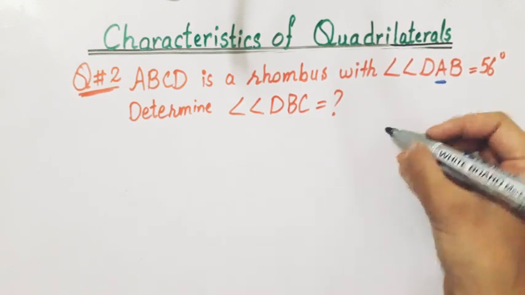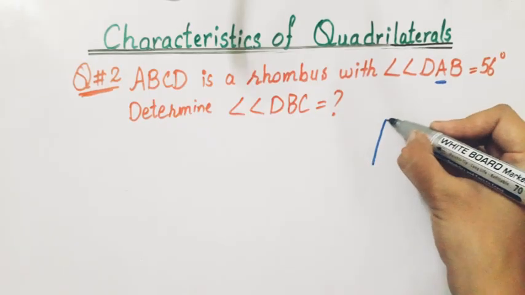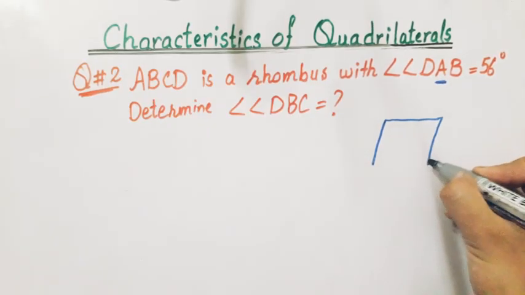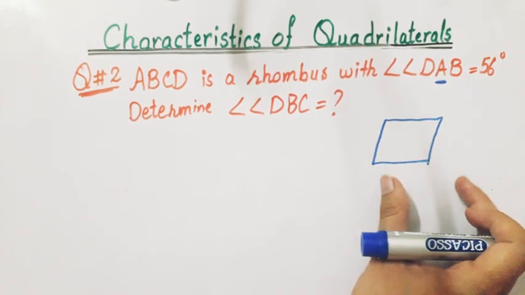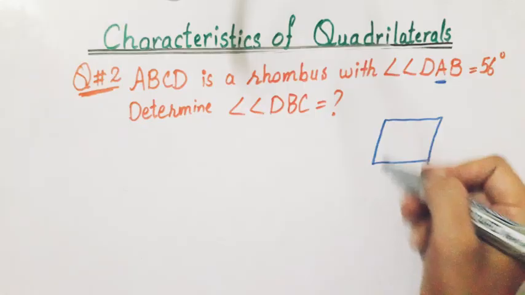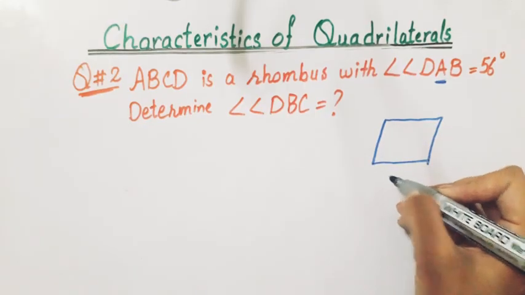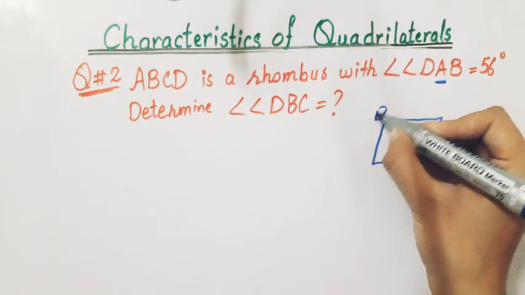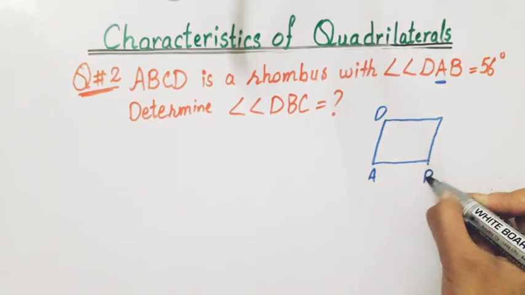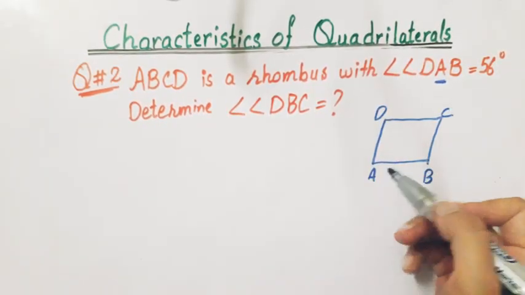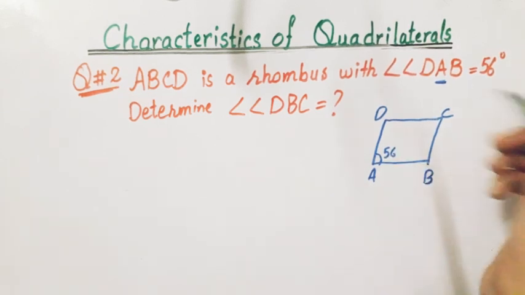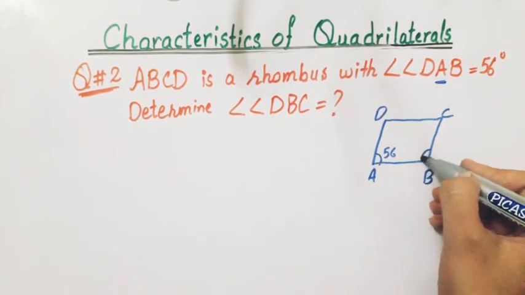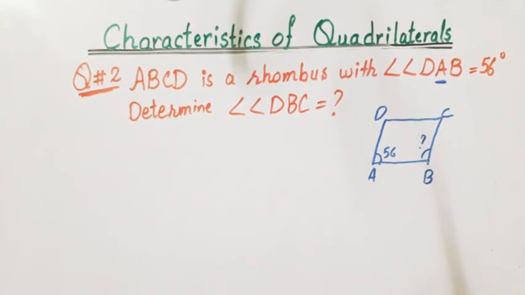For this purpose, first of all, I will draw a rhombus. A rhombus is like a square. In a square, all the angles are 90 degrees, but in a rhombus angles are not 90 degrees. So this is A, B, C and D, and the angle on A is 56 degrees. According to this diagram, you have to find this angle.